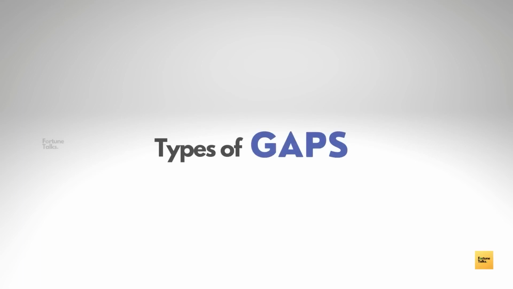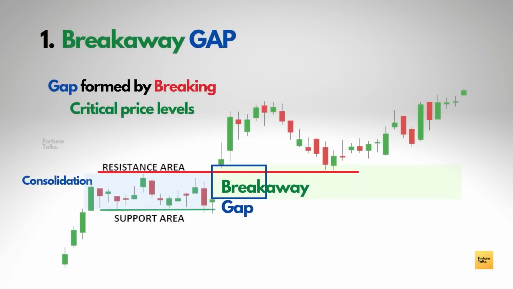Now all the gaps are not the same. There are different types of gaps, and actually the gaps are divided based on the context in which they appear. So I will talk about three of them. Number one is the breakaway gap or the breakout gap. The breakaway gap means breaking the important support or resistance level or a significant trend line in the form of a gap. The breakaway gap actually appears after the completion of an important pattern like price in a consolidation range or a continuation or a reversal pattern.